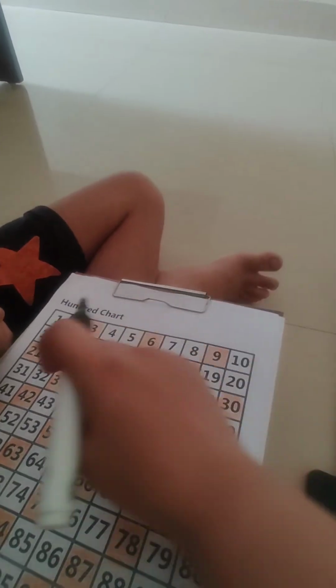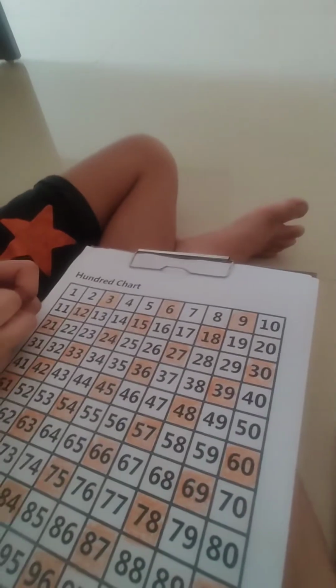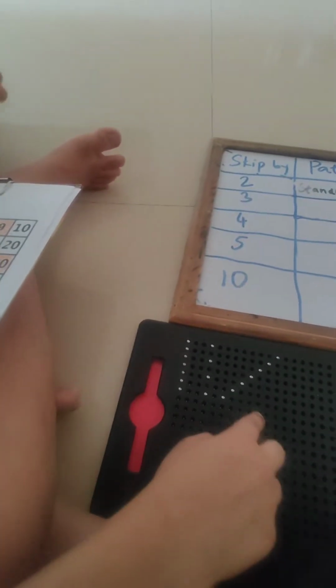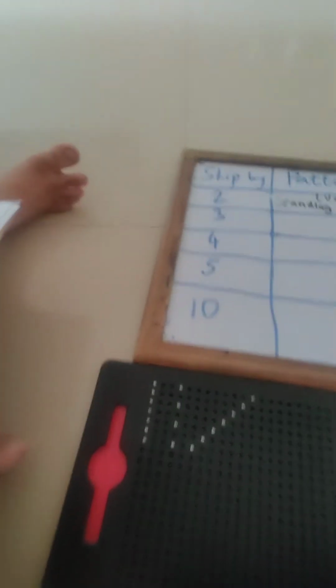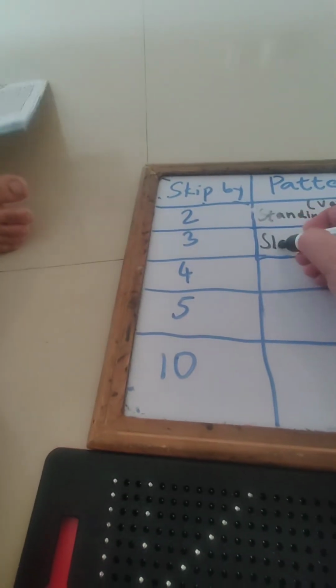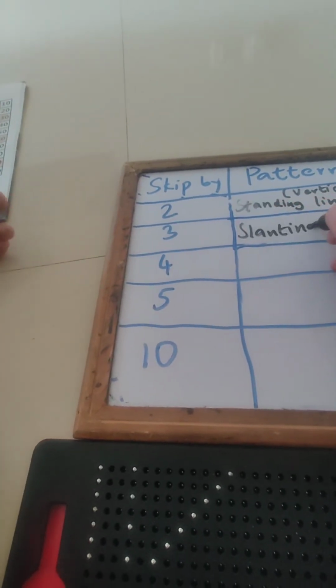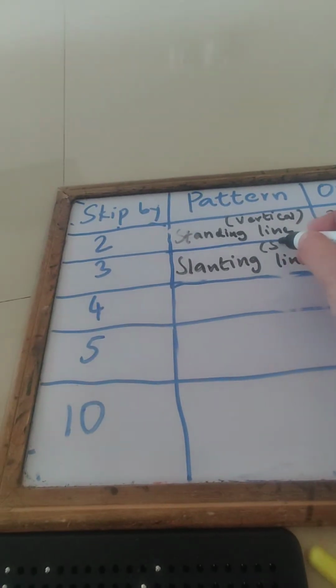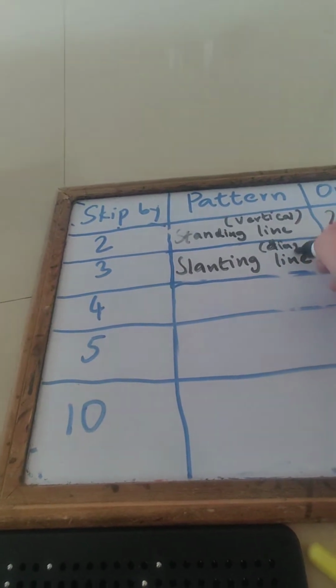Now we look at skipping by 3. So we have colored all the blocks by skipping by 3 here in the hundreds chart. So what pattern does this follow, Sriram? Is it still a standing line? No, it is a slanting line. It's also called a diagonal.